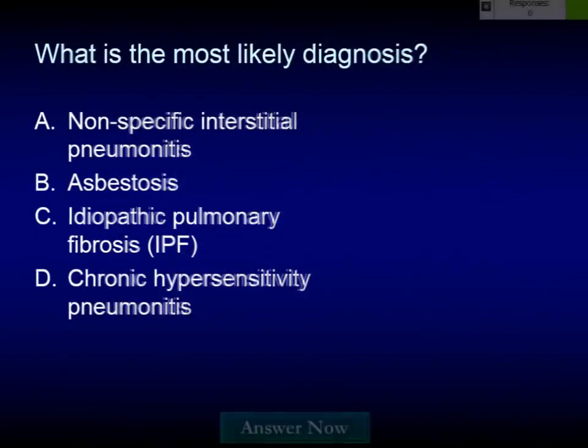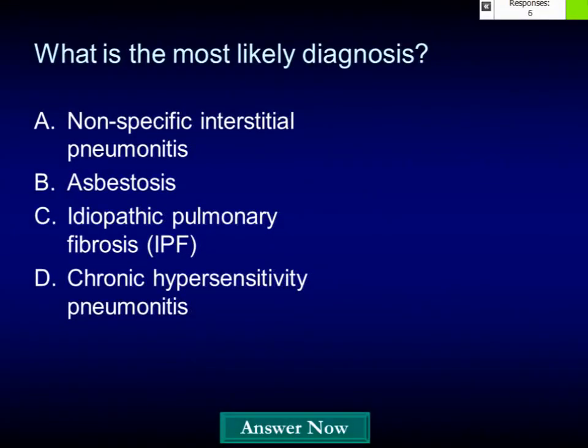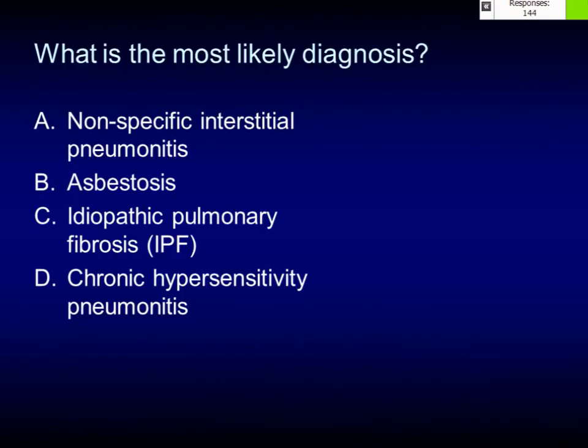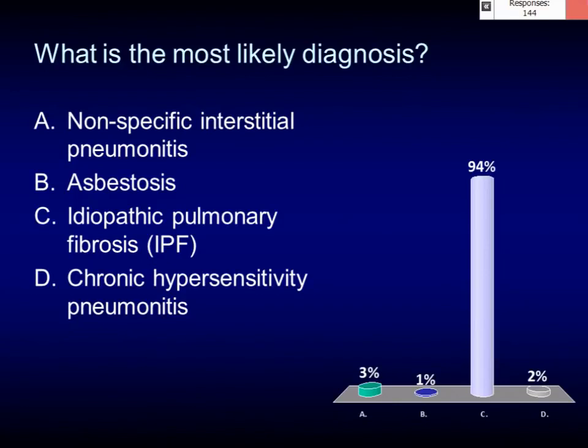So what is the most likely diagnosis here? Is this NSIP, asbestosis, idiopathic pulmonary fibrosis, or chronic hypersensitivity pneumonitis? Please vote. Great, 94. So you guys all have this down. Session's over.